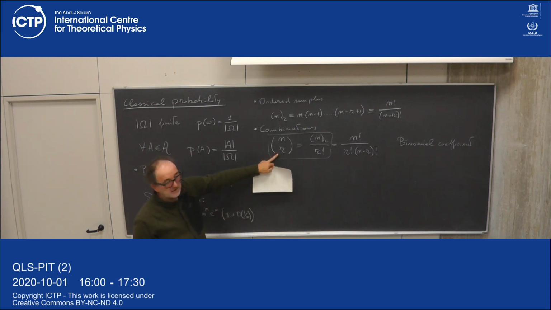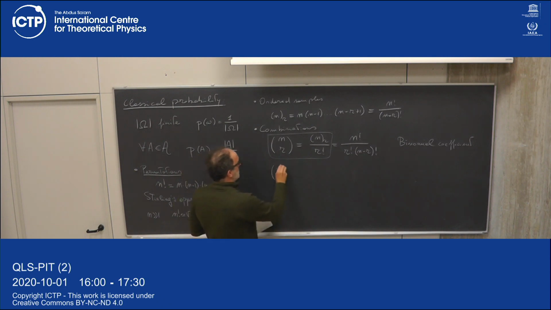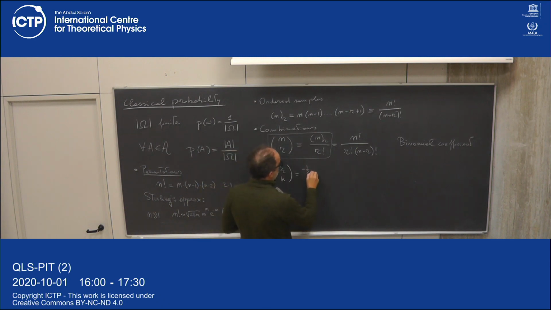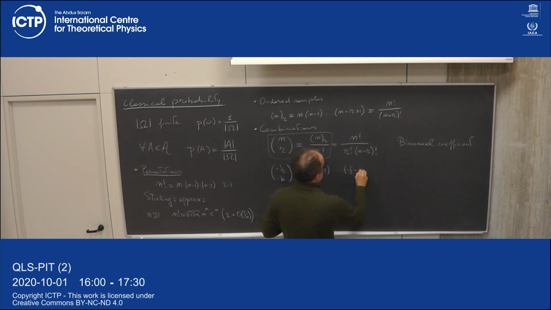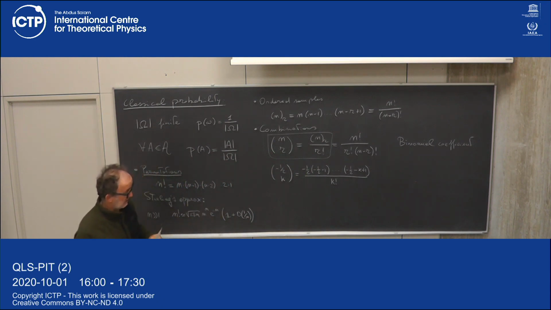Okay, and so is this object. So for example, we can write minus 1/2 choose k, and what will this be? Well, this is minus 1/2 times minus 1/2 minus 1, etc., until minus 1/2 minus k plus 1, divided by k factorial. Okay, so this is a perfectly well-defined number.